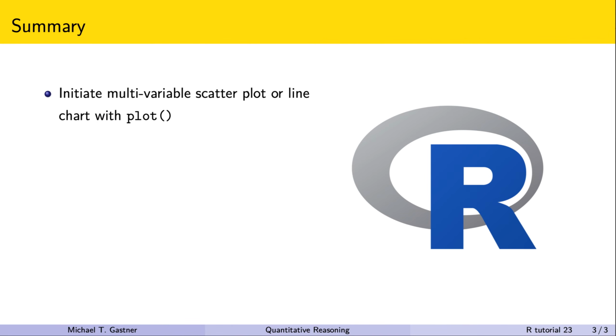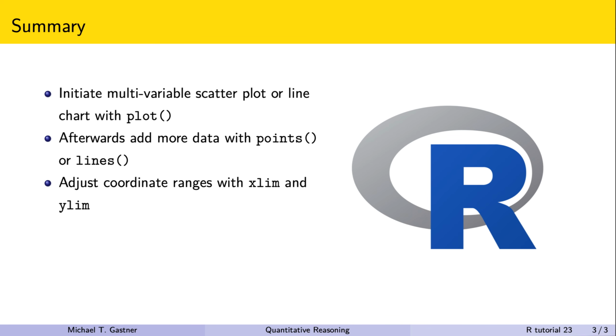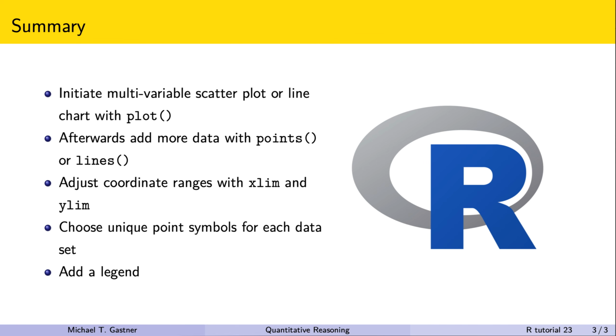Here are the main points of this tutorial. If we want to make a scatter plot or a line chart with multiple data shown in the same plot, we first use the plot function to show one dataset along the x-axis and another dataset on the y-axis. Then we add more datasets to the plot with the points or lines functions. We may need to adjust the coordinate ranges with the xlim and ylim arguments of the plot function. We should choose unique point symbols for each dataset. We must add a legend to communicate clearly which point symbol belongs to which dataset.